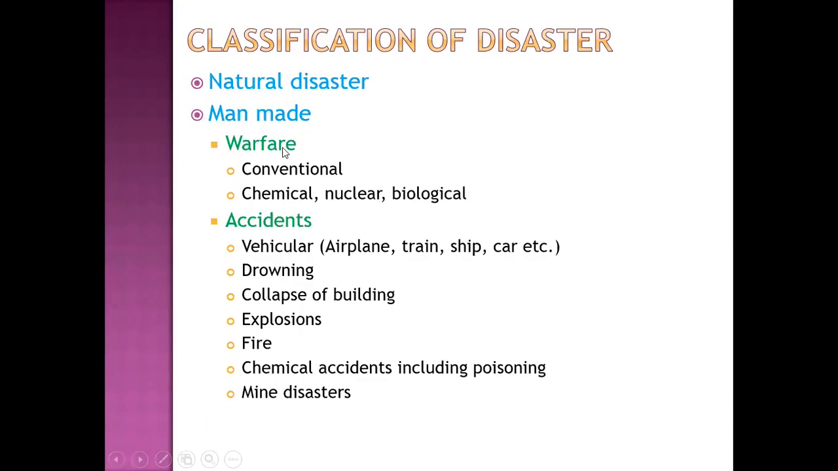Then, under man-made disasters, we have conventional wars, chemical war, nuclear war, biological war, and accidents, which include vehicular accidents, airplane, train, ship, car, drowning, collapse of buildings, explosions, fire, chemical accidents including poisoning, and mine disasters. There are many more accidents which are man-made disasters.